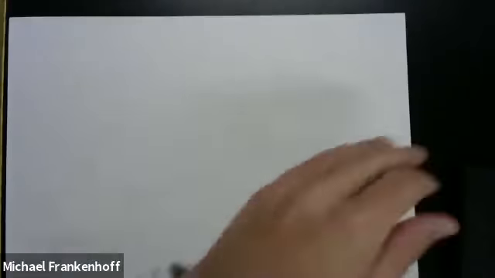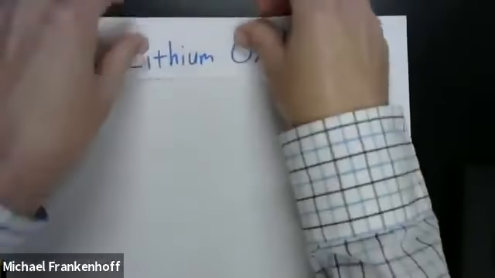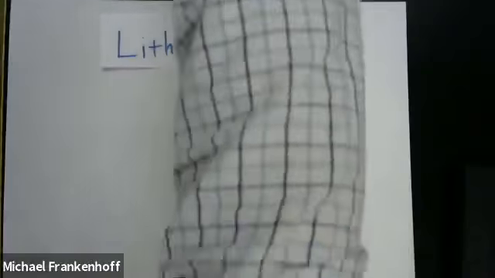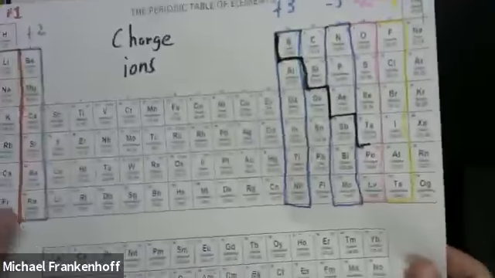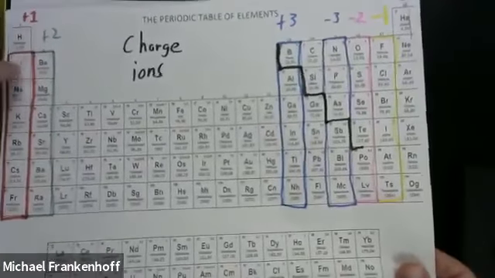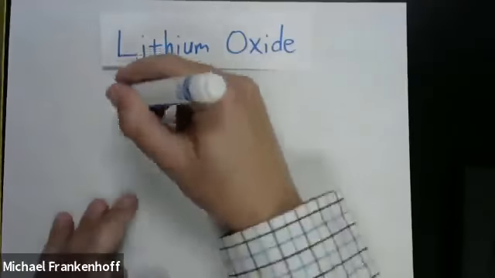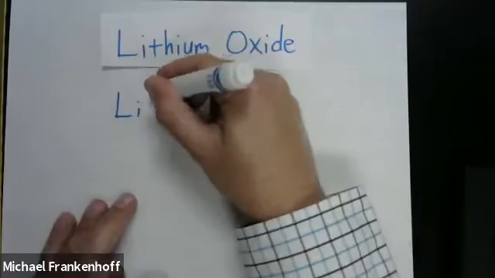Let's try another one. Let's do lithium oxide. So first thing, let's find our metal, lithium. If we look in the periodic table, it's right here in the first column, so it gets a charge of +1. So lithium, Li, plus.